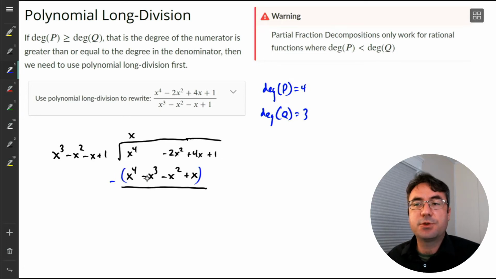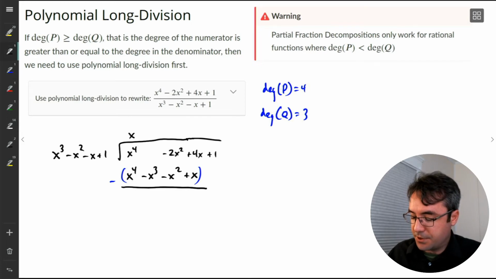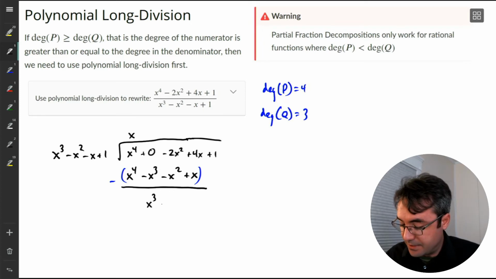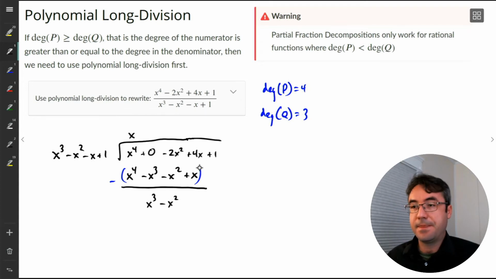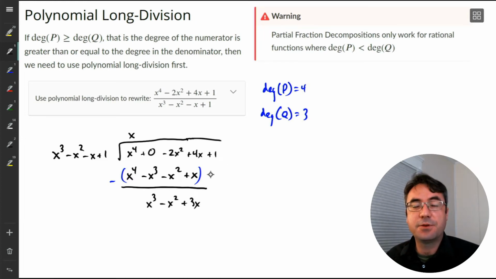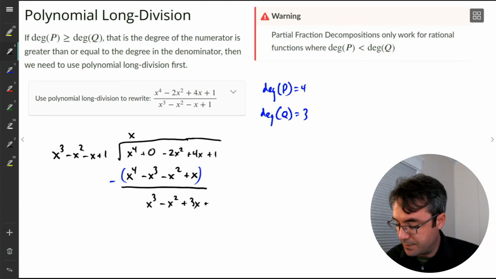So what we're going to do is subtract this line from this line up here. And so the x to the fourths are going to cancel. There's really a 0x cubed here. So when we subtract the negative x cubed, we're going to get positive x cubed. Then we have a negative 2x squared, and we're subtracting a negative x squared. So that's going to give us a negative x squared. Then we have a 4x, and we're subtracting an x. So that's going to give us plus 3x. And then finally, we have a plus 1, and there's no constant term that we're subtracting off, so we're going to be left with plus 1.